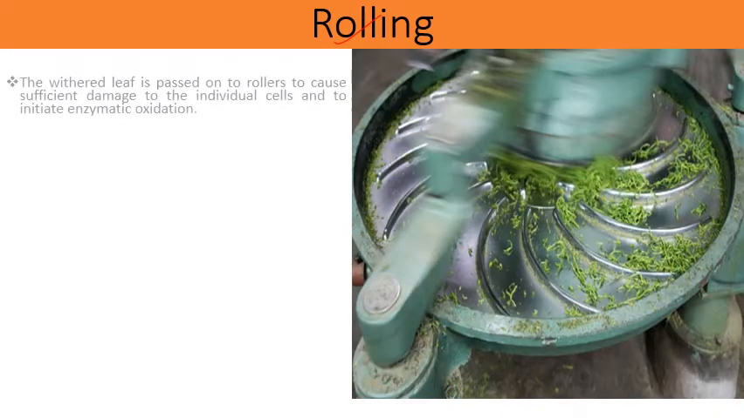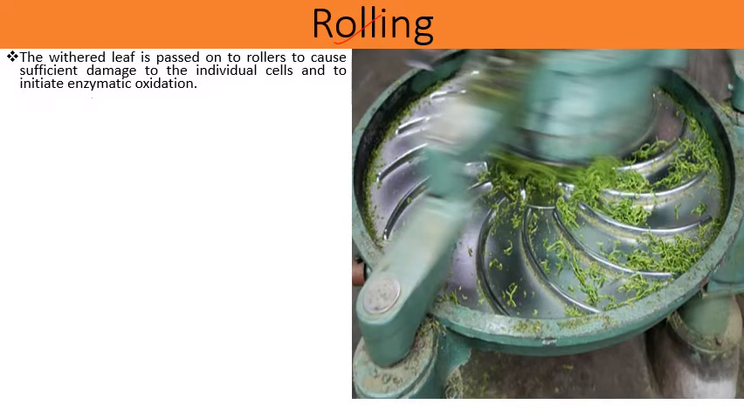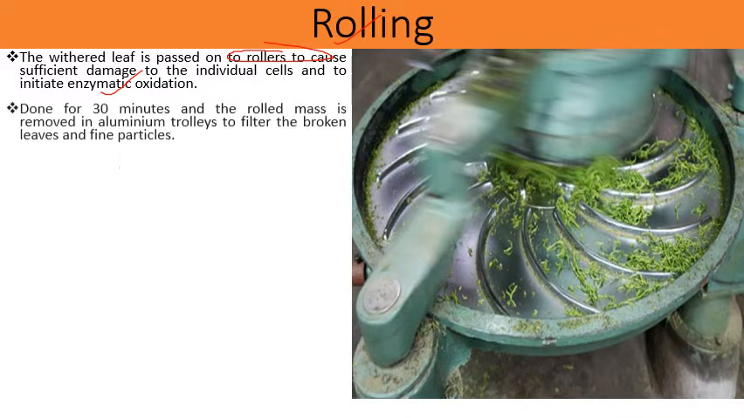Next step in tea processing is rolling. The withered leaf is passed on to the rollers to cause sufficient damage to the individual cells and to initiate enzymatic oxidation. So the main motive of this step is to injure the leaf so that the cell sap comes out of the leaf cells.